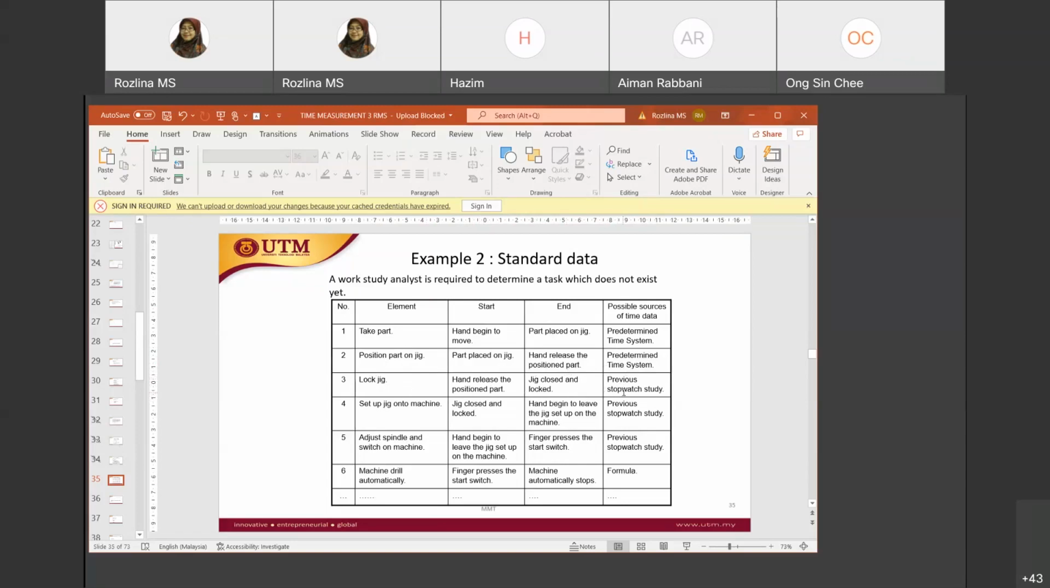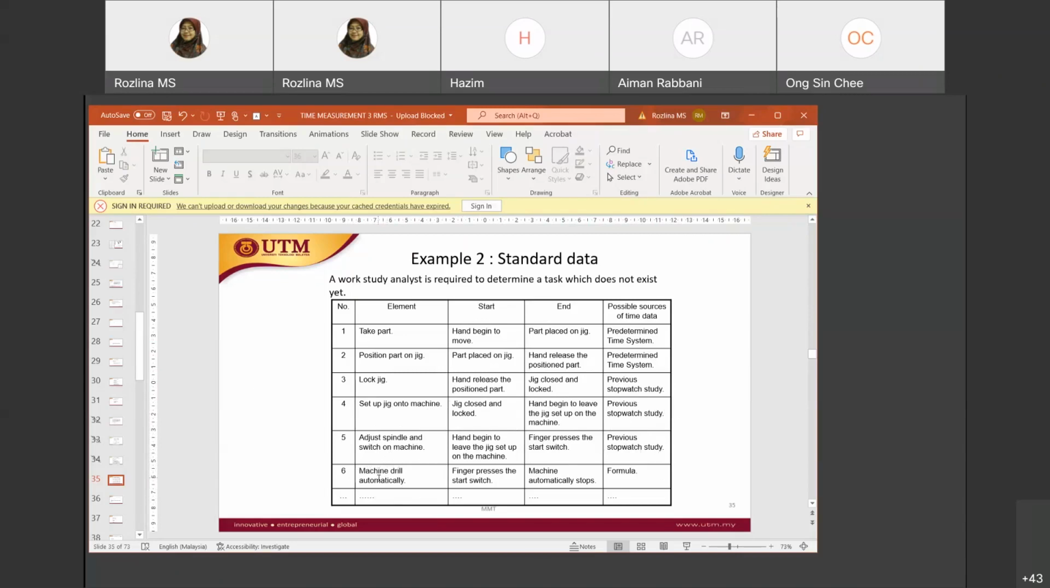So we can use the previous stopwatch study. Take its element time in the other similar case study, and then set up jig onto machine. So we can use the previous stopwatch study because these are similar activities. Adjust spindle and switch on machine. Also previous stopwatch study. And then the machine drills automatically.